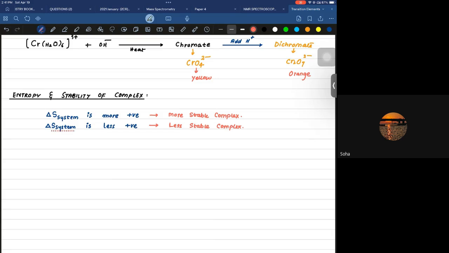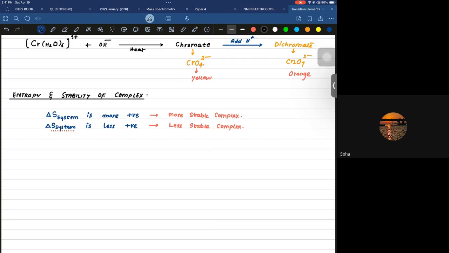Okay, simple. So then how can we have the values of entropies? How can we have entropy values? He would be giving you the values for the entropy of that particular complex.